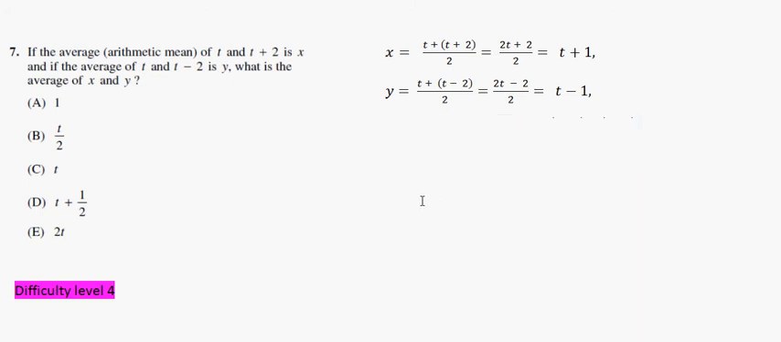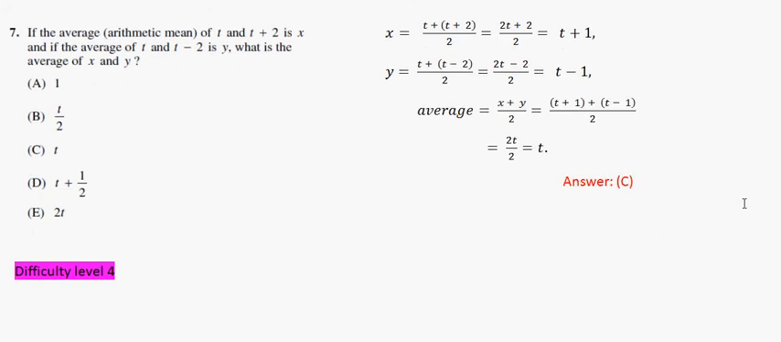Now we have to find the average of x and y. The average of x and y is the sum x plus y divided by 2. Instead of x, we substitute t plus 1. Instead of y, t minus 1. Then we combine like terms in the numerator. 1 and negative 1 cross out. t plus t gives 2t. 2t divided by 2 is t. So the right answer is C. The average of x and y equals t.